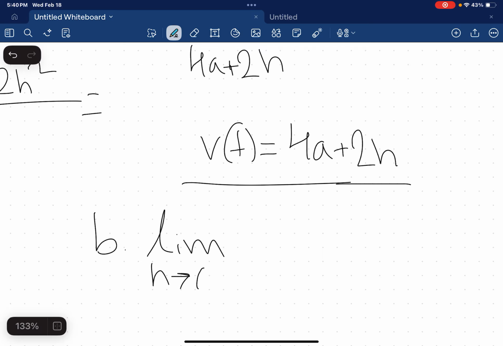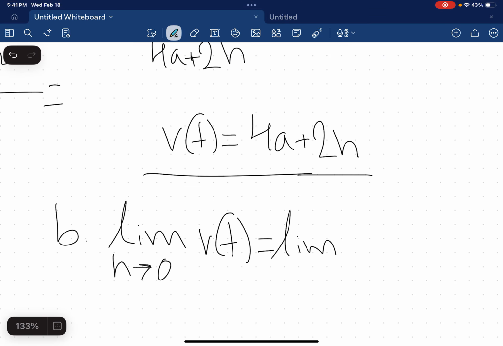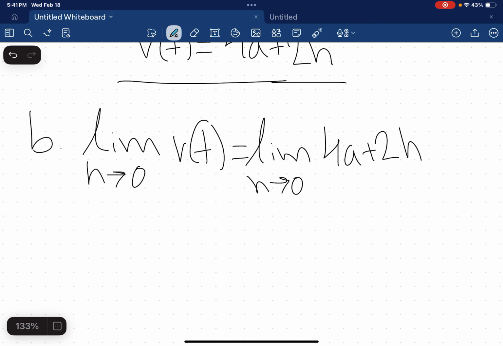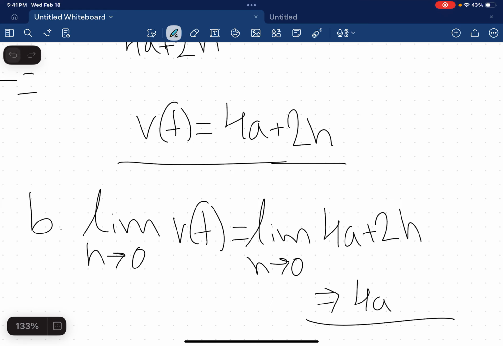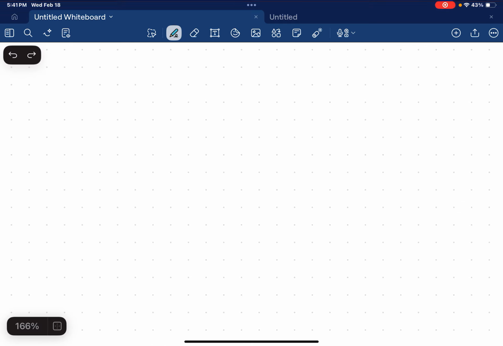As h approaches 0 of v of t, which is just going to be the limit as h approaches 0 of 4a plus 2h. And you can see that's going to give 4a. There we go. That's the instantaneous rate of change, or the instantaneous velocity. This is the average velocity. Sorry about that, minor error. It's fine. 3.